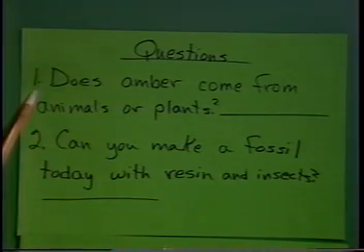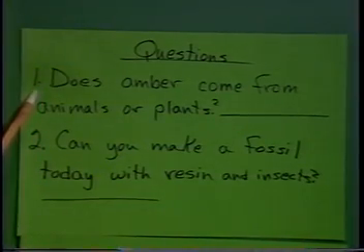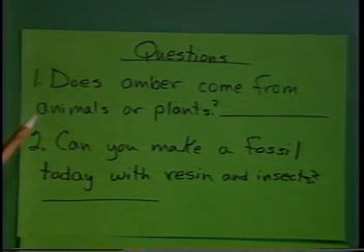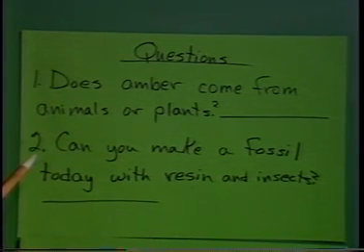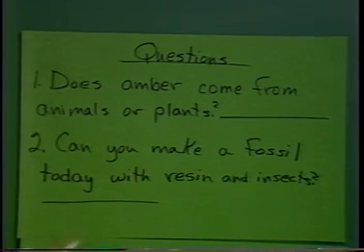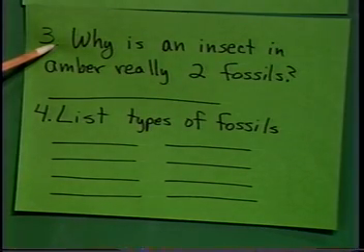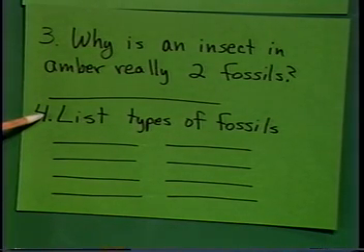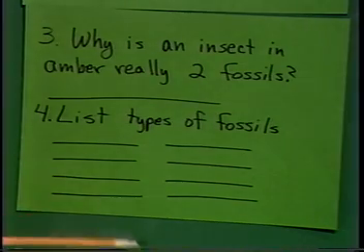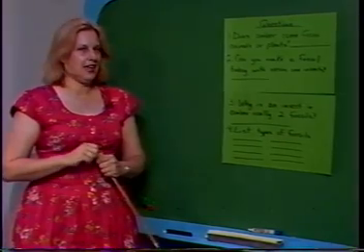First of all, let's look at question 1. It says, does amber come from animals or plants? Question 2, can you make a fossil today with resin and insects? Question 3, why is an insect in amber really 2 fossils? And number 4, we want to list all the types of fossils, different ways that fossils can be made. There are lots and lots of ways. This is not even enough blanks for all of them. But we're going to try to at least fill up this list, these blanks. Okay? Now, if you know the answers to these questions, call in and give me the answers.